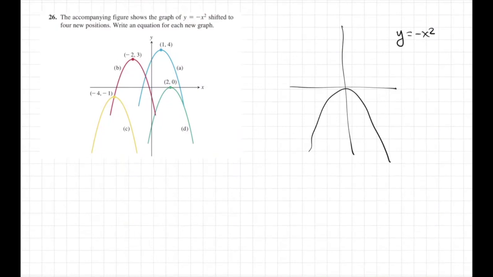It is really easy to follow what we are doing if you use a parabola, because you have a specific point, the peak, and you can just keep track of the peak. We are asked to write the equations for all these graphs. For example, let's start with the yellow one. What have we done here? We are just going to take this and shift it left by 4, and then shift it down by 1.